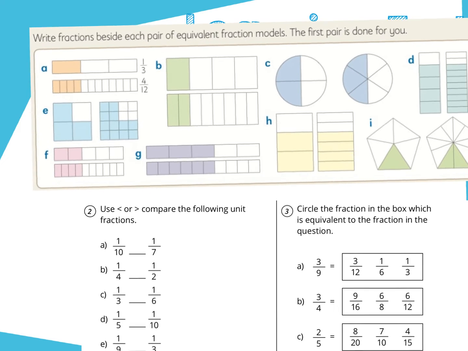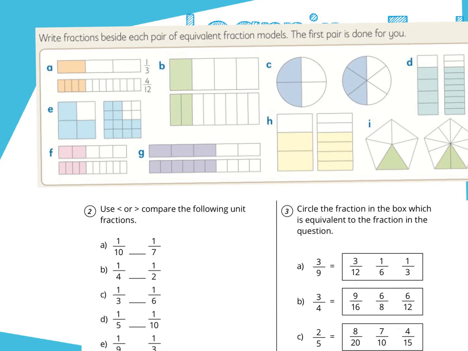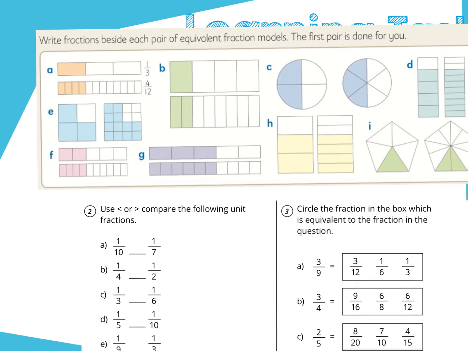So the first one's done for us. So you can see these are exactly the same. That's the same there. So as we look at this, this is the same through here, and that's the same through there, and that's 1/3 and 4 twelfths. So this is the same and this is the same.